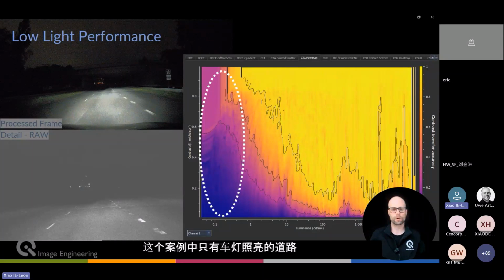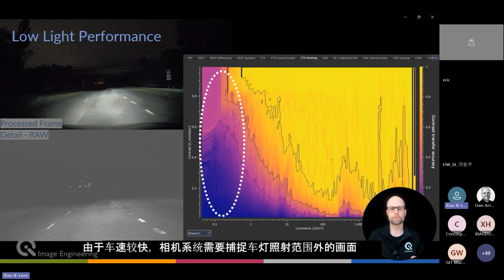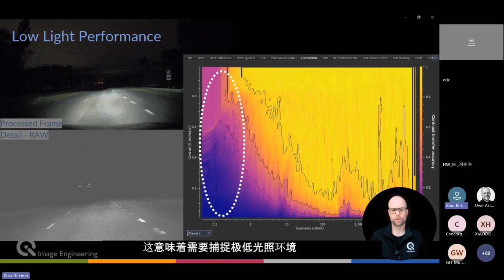So here's the example where we have a road. Only the headlamps are active, but because I'm driving relatively fast, my camera system should look beyond the headlamps. So that means what I need to see is really the low light performance of my camera.